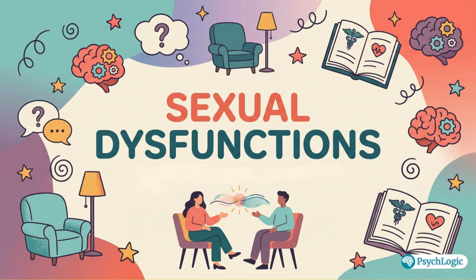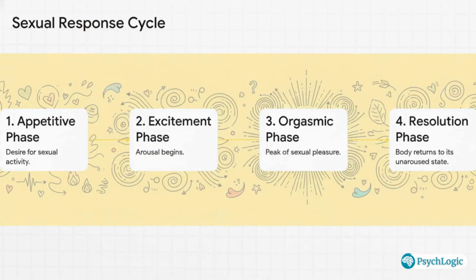Sexual dysfunctions. These aren't about your identity or what you're attracted to. Instead, they're all about a disturbance in the actual process of sexual response itself. So, to really get what a dysfunction is, it helps to first look at how the process is supposed to work. The textbook breaks down the sexual response cycle into 4 stages. You've got the appetitive phase, which is desire, then the excitement phase, or arousal, then the orgasmic phase, and finally, resolution.